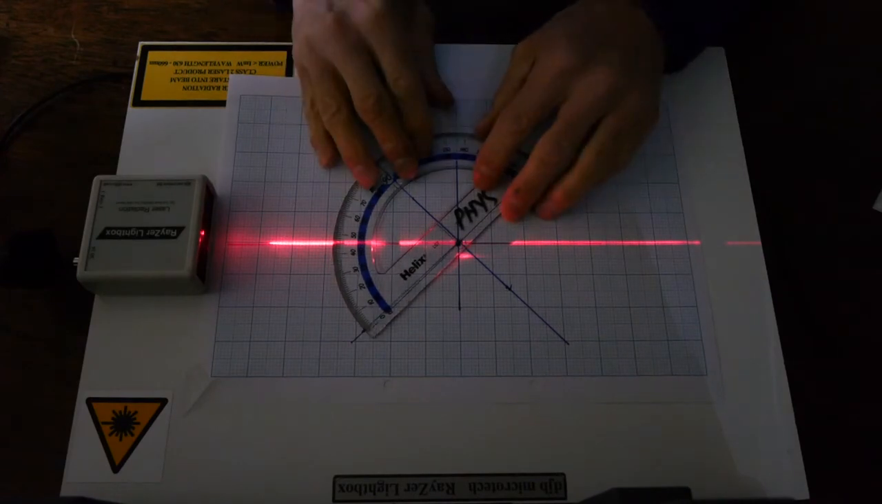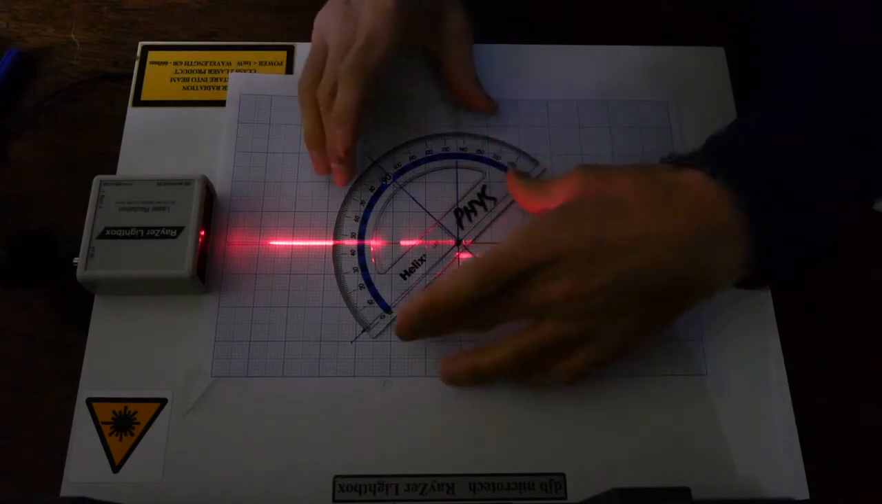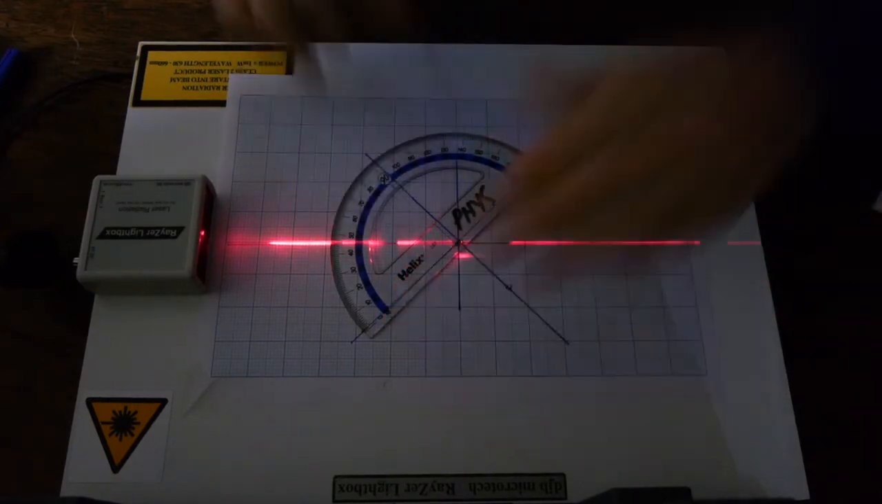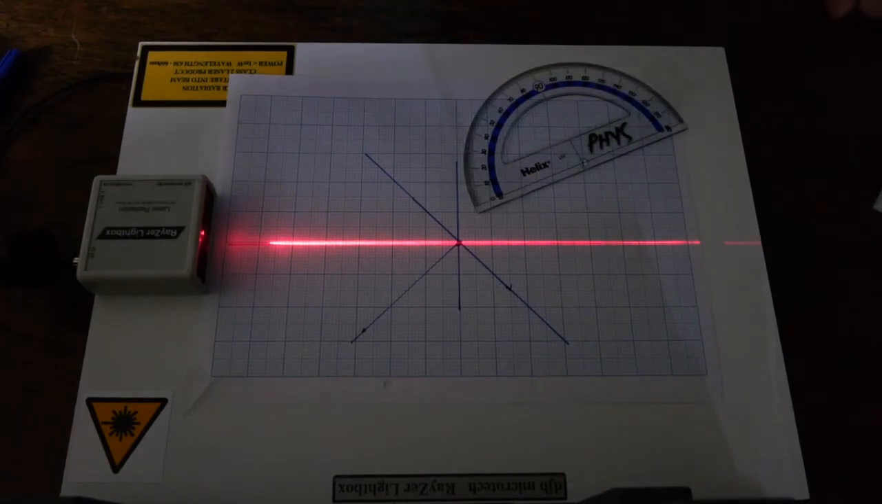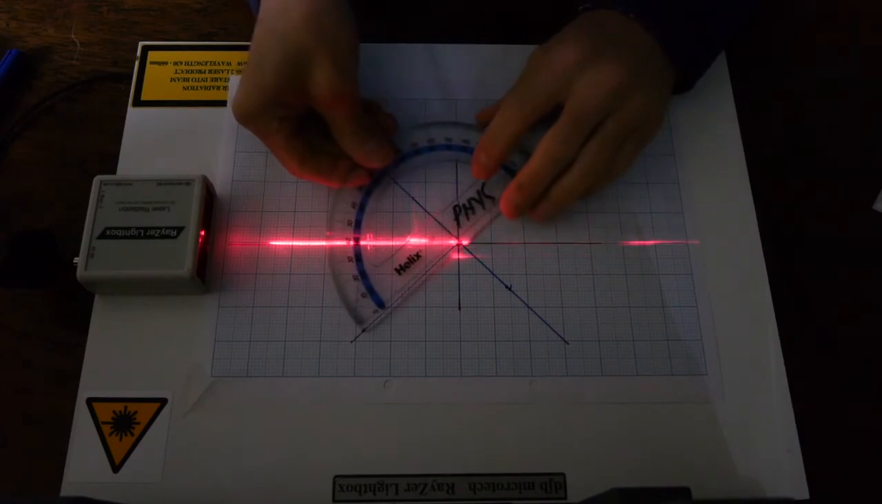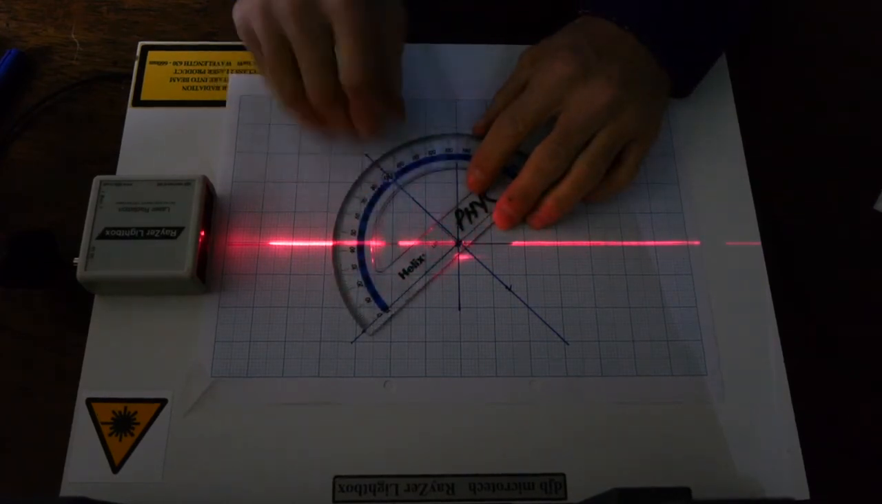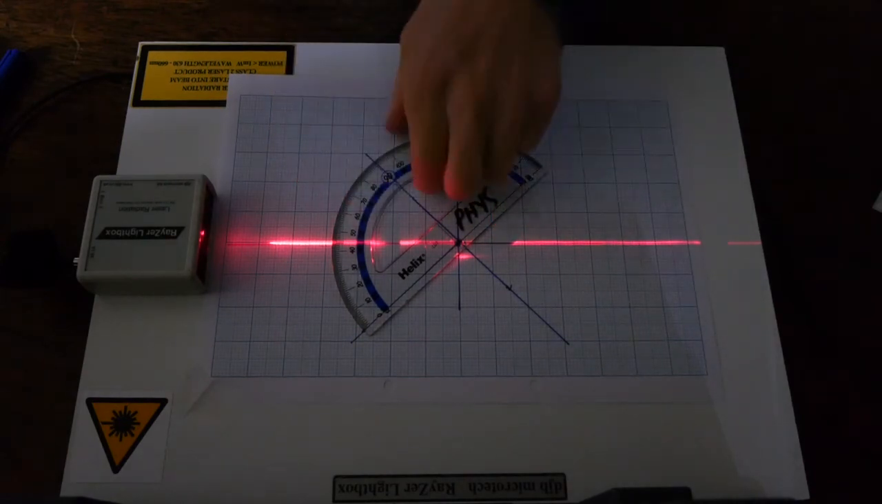So I haven't quite lined this up. I've got a thick pen, and I can only measure on the protractor perhaps to the nearest degree. So I'm going to say that that's 48 degrees. Now, I think you can all see that that's a little bit on the large side. It's more like sort of 44, 43.